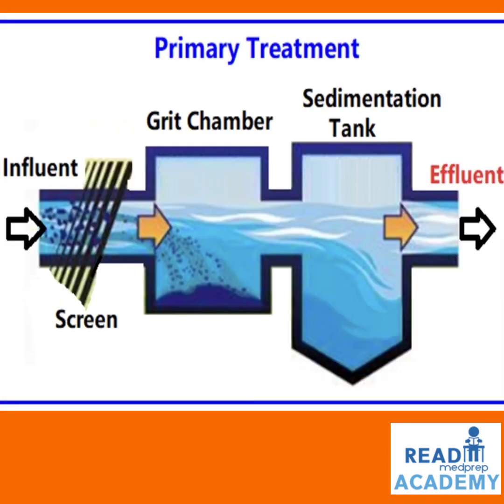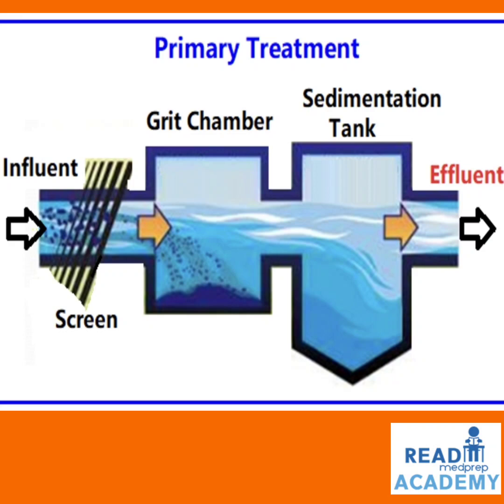Here you can see the primary treatment where the influent is allowed to pass through another screen and into a grit chamber. In the grit chamber, the grit accumulates below because of gravity, and next it is passed on to the sedimentation tank.